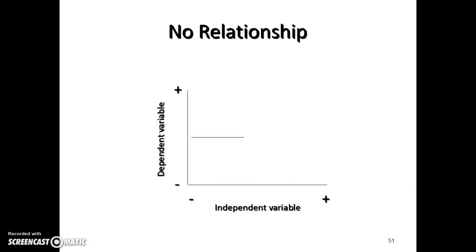No relationship means it really didn't make an impact regardless of what you did. It didn't matter where it was. It stayed the same. And so this basically shows no relationship.